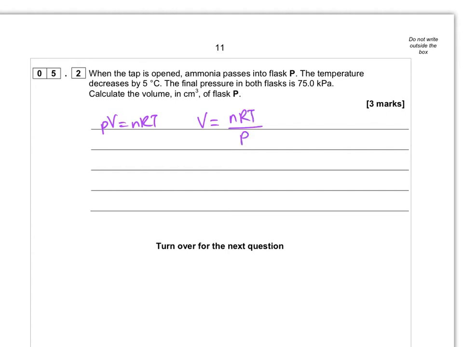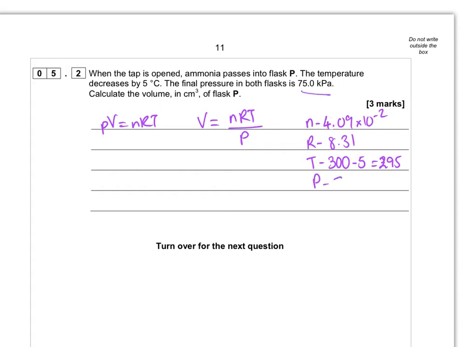Now, n is the number of moles. We've not added or taken any ammonia away from this. So n is going to be the same as it was in the previous question, 4.09 times 10 to the minus 2. R is the gas constant, which will be 8.31. T, well, we know temperature originally was 300 Kelvin, and we've had a 5 degree drop. And remember, the change in temperature of 1 Kelvin is the same as the change of 1 degree C. So that gives us 295 Kelvin.